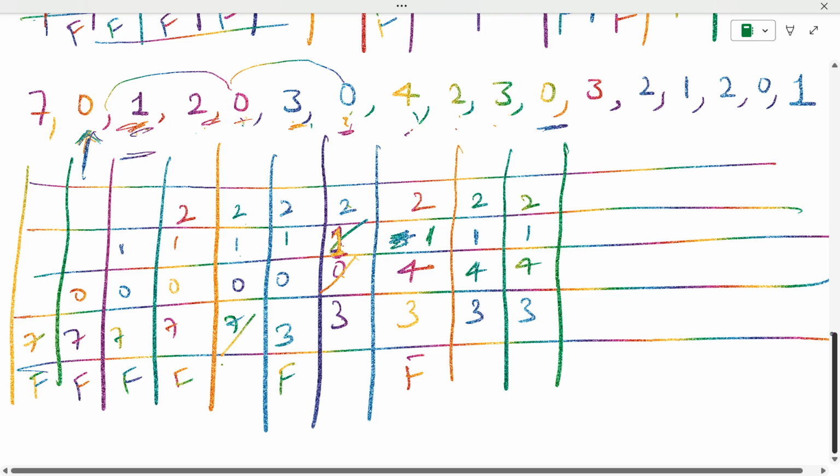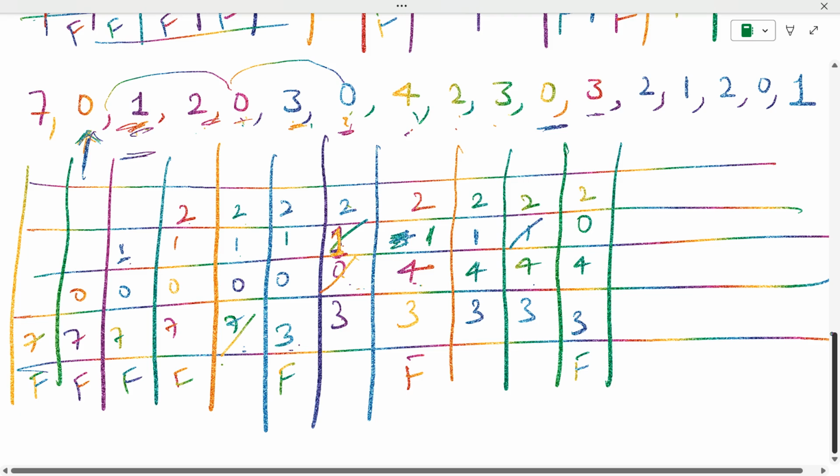2 we already had, right? 1 we already had from here. Okay, and 4, we just brought in from here, right? So 4 was just brought in and 3 was just brought in here. So you have to see in this frame that 1 came before 2, so 1 will be replaced here and it will be replaced with 0, right? So this is a page fault.